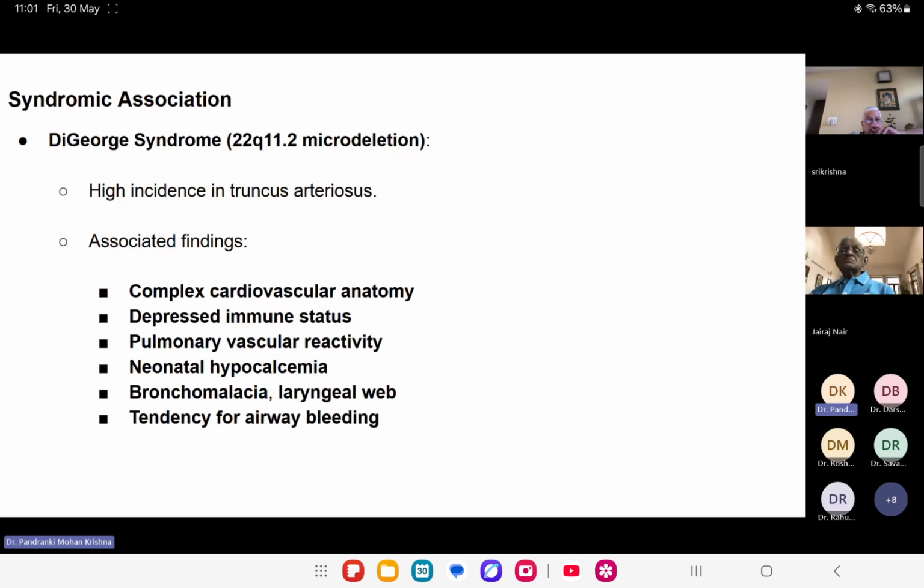So here comes the syndromic association. Nearly 30 to 40% of the cases will be associated with DiGeorge syndrome, a high incidence in truncus arteriosus. Associated findings include complex cardiovascular anatomy, depressed immune status due to absent thymus, and high pulmonary vascular reactivity. Neonatal hypocalcemia will be there, bronchomalacia, laryngeal web, and tendency for airway bleeding. All this is to be kept in mind while evaluating a case pre-op, and things to be anticipated post-op in the ICU.